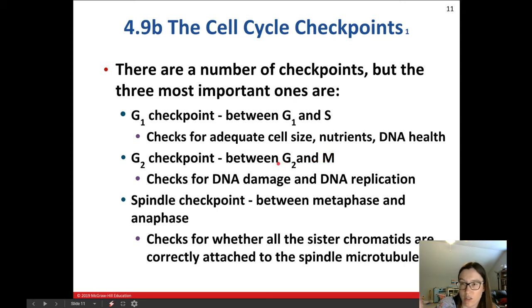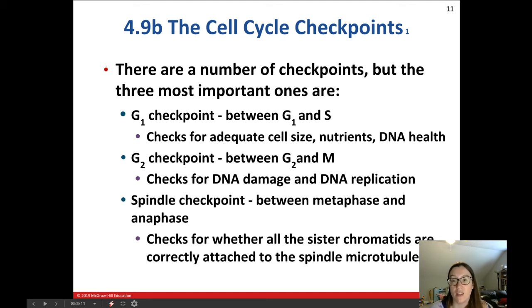The next one is the G2 checkpoint, and that is going to happen between G2 and M. So right now we just talked about G2 and we're moving into M. So it happens in between interphase and the mitotic phase. This is going to check for DNA damage and DNA replication. Remember, by G2, our DNA should already have been replicated. So we want to make sure that we have enough DNA to distribute to both of the cells and to make sure that the DNA was copied correctly. So the cell is going to double check that, make sure that the DNA is working properly and copied correctly. And if it finds anything wrong, it can pause and fix that before it moves into mitosis.